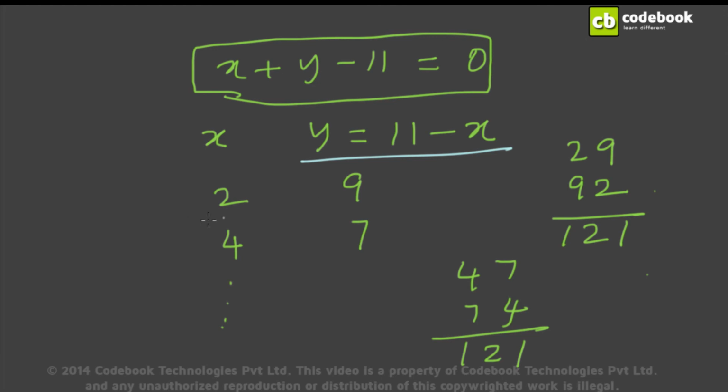So now the 2-digit number formed with 2 in the tens place and 9 in the units place is 29, and the number formed by reversing the digits is 92, and the sum of these two numbers is 121. Similarly, 4 and 7 is 47, and the number with the digits reversed is 74, and add them up, you will have 121 again. So this equation is indeed representing the relationship that was mentioned in the problem statement. So in this way you can use linear equations in two variables to represent statements mathematically. In the next lesson we will learn about representing a linear equation on a graph.